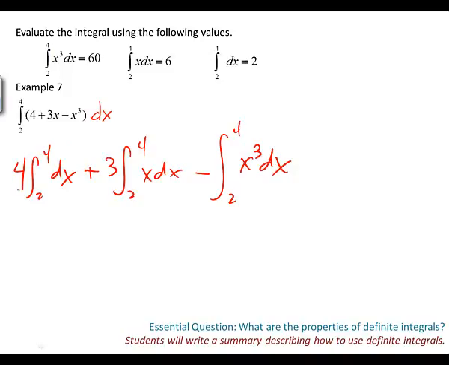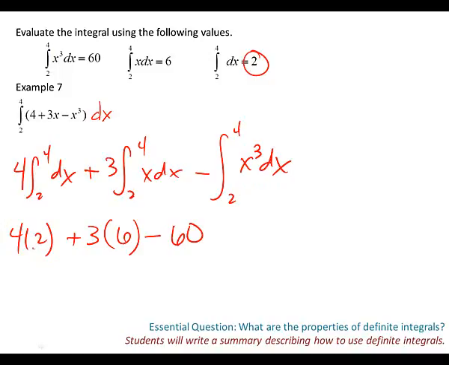All right. What can I replace the dx with? 2. So I drop the 4 down, I've got 4 times 2. Drop the 3 down, what goes in for the x dx? 6, good. And then what goes in for the x cubed dx? 60, good. All right, 4 times 2 is? 8, 3 times 6 is? 18 minus 60. 8 plus 18 minus 60 is? You all have? 34, 36? 34.